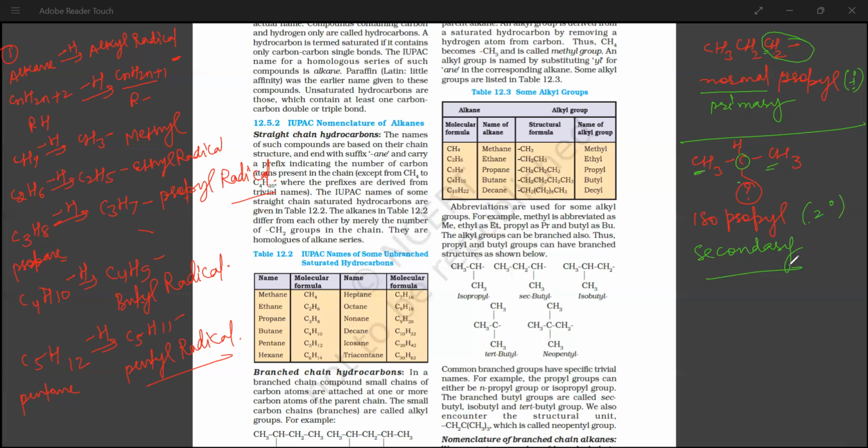Fine. So 3 degree can't be possible in propyl. So propyl can only be normal propyl and isopropyl, only 1 degree and 2 degree. 3 degree in propyl is not possible. Now we'll go to the butyl.